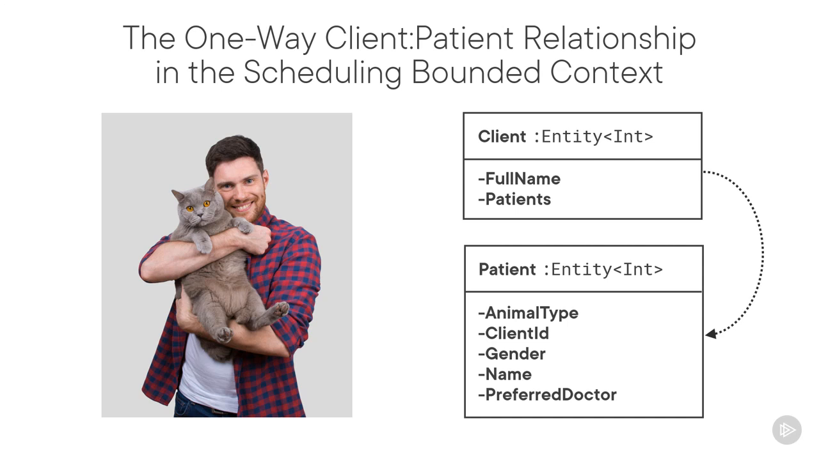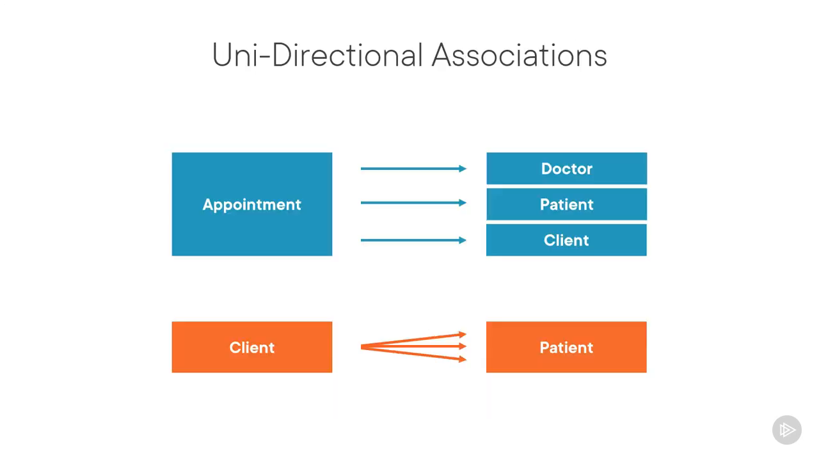In fact, we originally had owner as a property on patient in this context, but we realized it wasn't necessary, so we removed it. However, we kept the ID because we had some scenarios where it was useful. So in the end, we chose to define relationships that traverse from appointment to doctor, patient, and client, and to define one that traverses from client to patients or their pets, but not the other way.